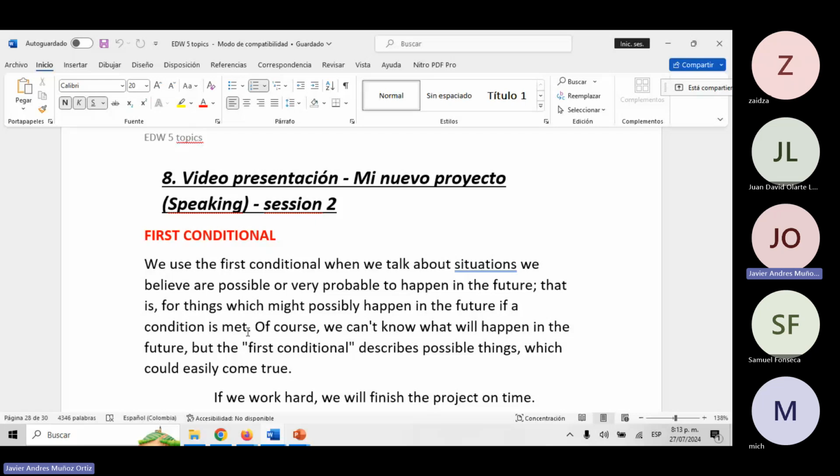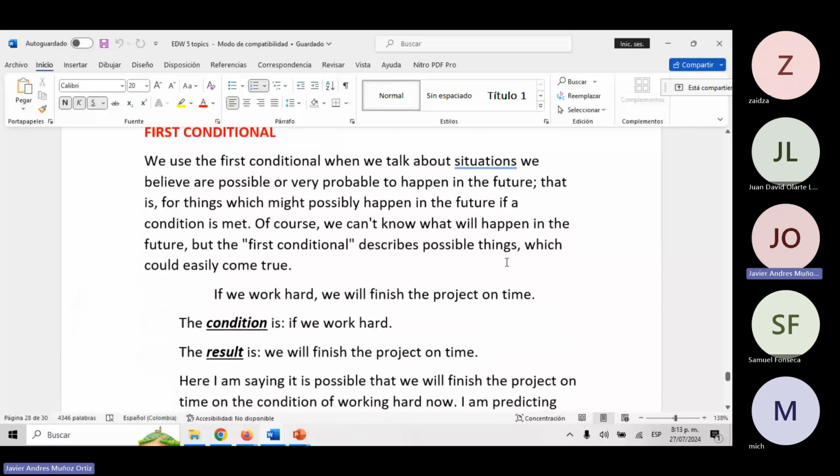It could be a dream. This is possible. In this case, first conditional mentions a big probability of success. Not 100% probability, but it's going to be a big probability of something happening. Okay. So it describes possible things which could easily come true.